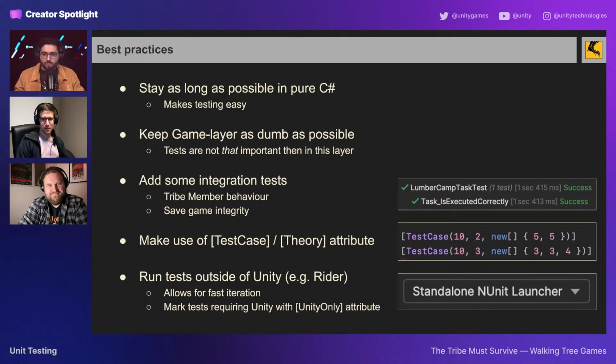Yeah. So I've already said a couple of things here. We try to stay as long as possible in pure C#, so that actually makes testing easier. It isolates the problem to C#, and once that is done, we build the UI and in-game stuff on top of it, and that just listens to changes in the simulation. As I said, for the game layer, it really helps to keep it as dumb as possible, and then tests are not so important for that.